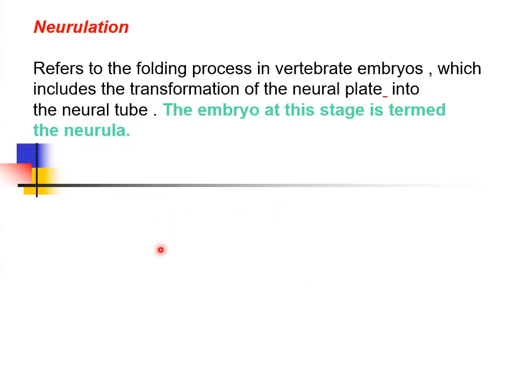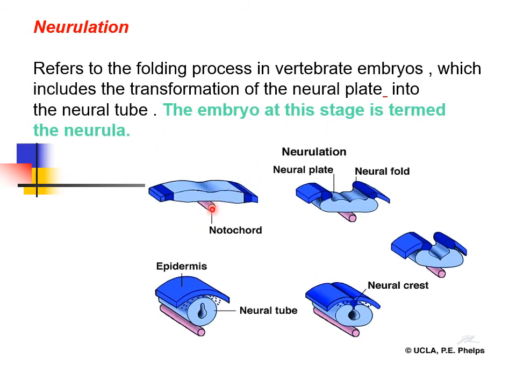Neurulation is the process that refers to the folding process in vertebrate embryos, which includes the transformation of the neural plate into the neural tube. The embryo at this stage is termed the neurula. Here, this is the notochord and this is the ectodermal layer. At the beginning, this notochord will give signal stimulation to the overlying ectoderm at this site, leading to the formation of the neural plate, which starts folding.